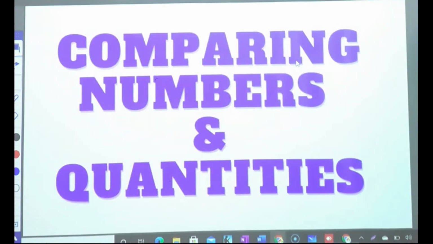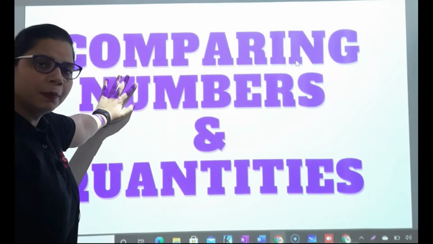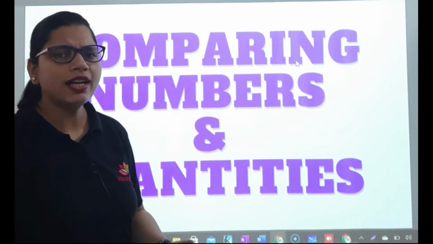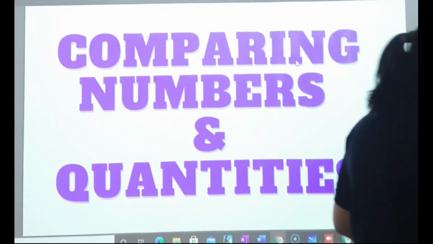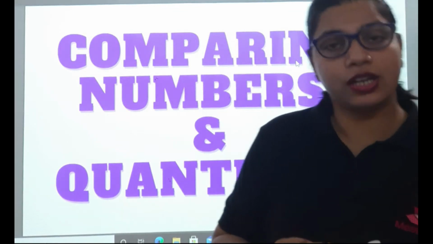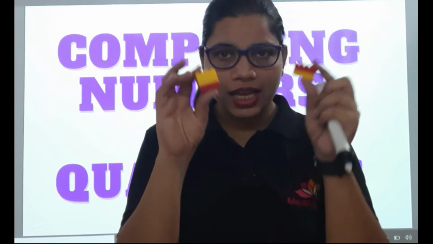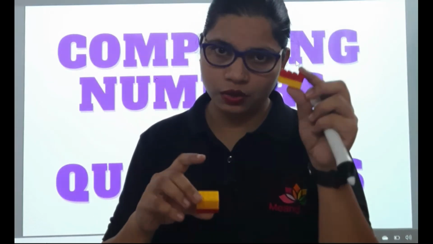सो लेट्स स्टार्ट आवर काउंटिंग. So, Mr. Counting, please come. So, kids, today we will learn comparing numbers and quantities. Quantities in the sense, let's say for example, which combination has more Legos? This is quantity. It has 1, 2, 2 Legos.